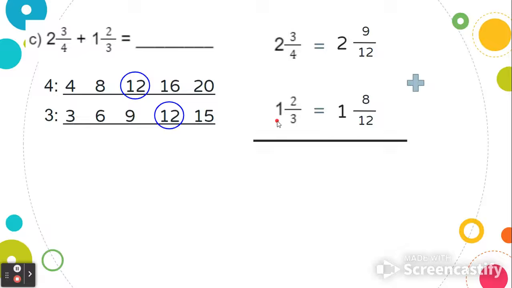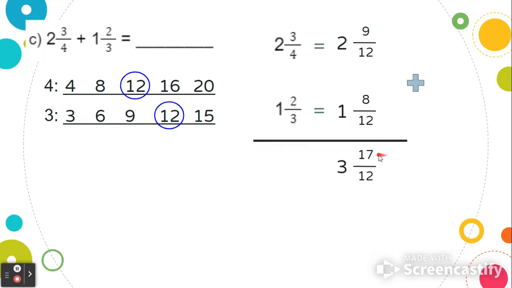Now that we have our equivalent fractions, let's add them. 9/12 plus 8/12 is equal to 17/12. Let's now add the whole numbers. 2 plus 1 is 3. So our sum is 3 and 17/12.